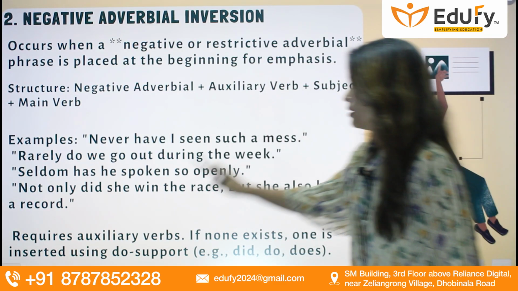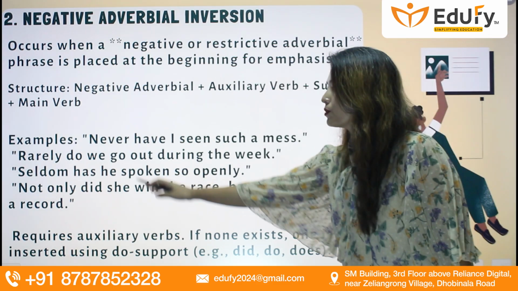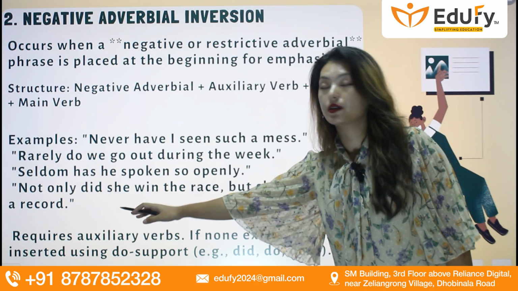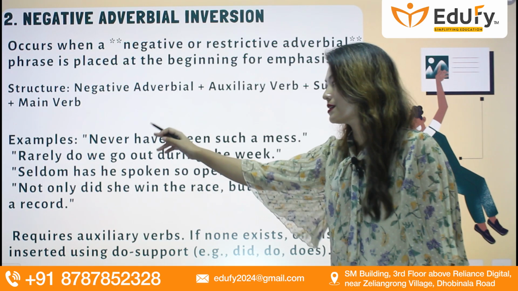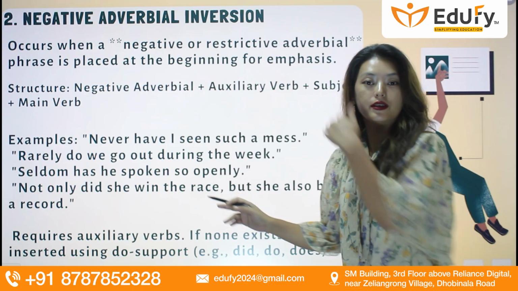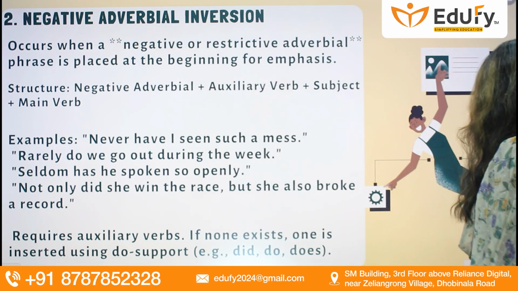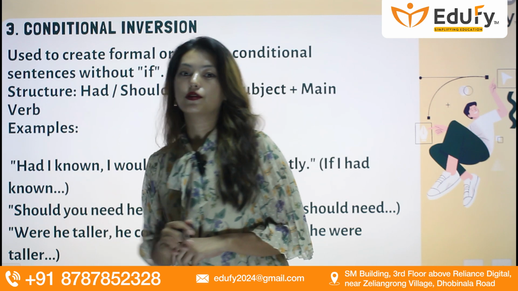Now let's take a look. Requires auxiliary verbs. Now you have to know that whenever we see this type of adverbial words that is negative, we must have auxiliary verbs only, not the main verb, like I told you in the previous slide. So let's move on to the third one, that is conditional inversion.